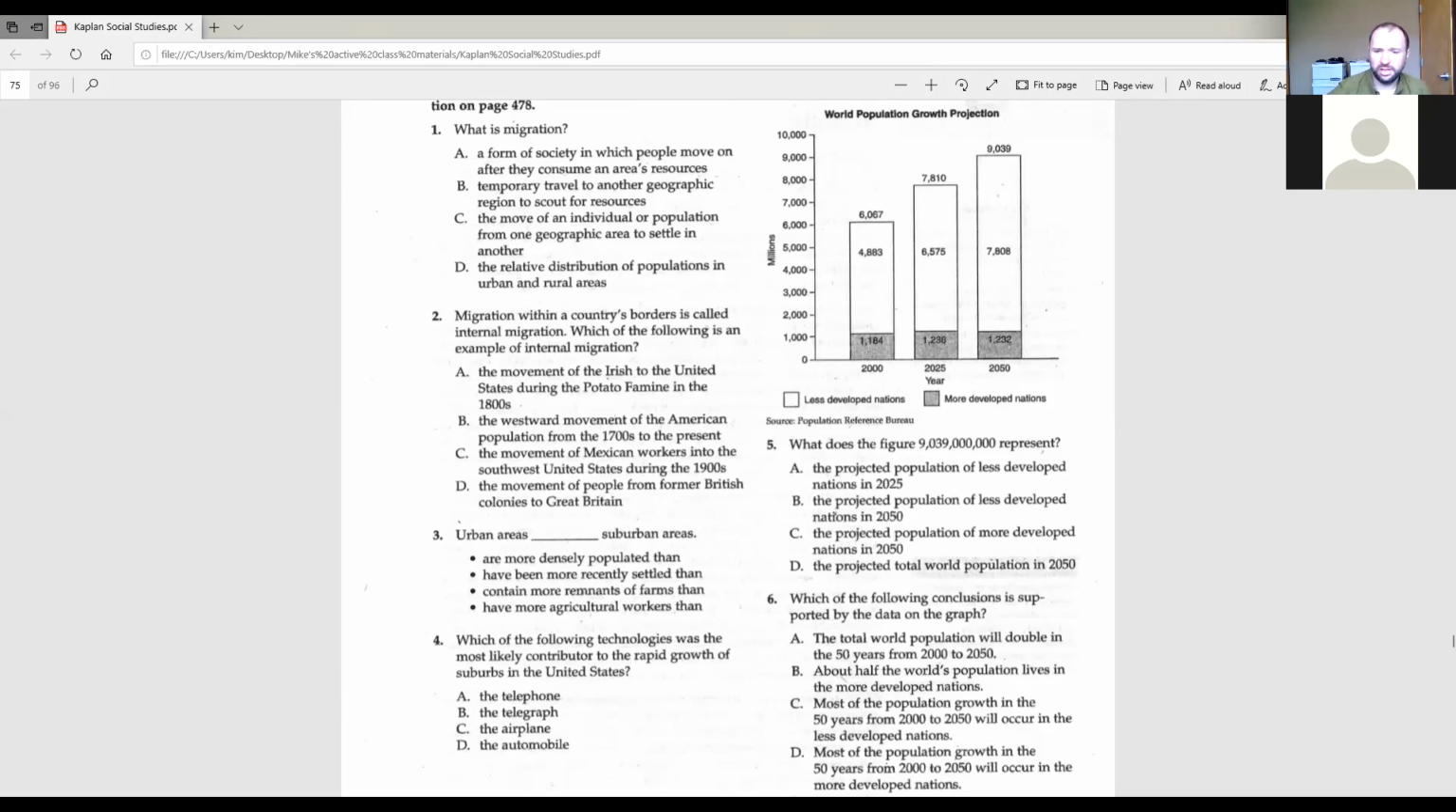So let's look here. Which of those is true? Does most of the growth seem to be in the more developed nations or less developed nations? And we can see pretty clearly that developed nations tend to project as having roughly the same amount of people, whereas less developed nations tend to project having more people each 25 years. So the best answer is C. Most of the population growth in the 50 years will occur in the less developed nations.